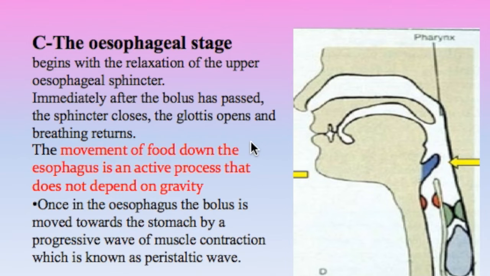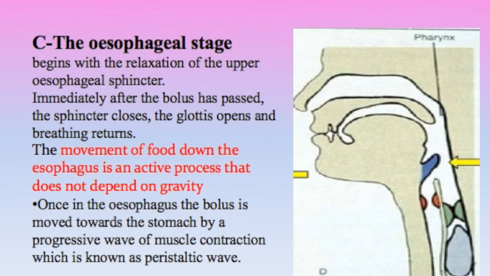The third stage is called the esophageal stage, and this stage begins with the relaxation of the esophageal sphincter. After the passage of the bolus of food, this sphincter is reclosed, the glottis opens, and breathing returns. Then the movement of the bolus of food from the esophagus to the stomach is an active process. It does not depend on gravity, and it is mediated by a progressive wave of muscle contraction known as a peristaltic wave.